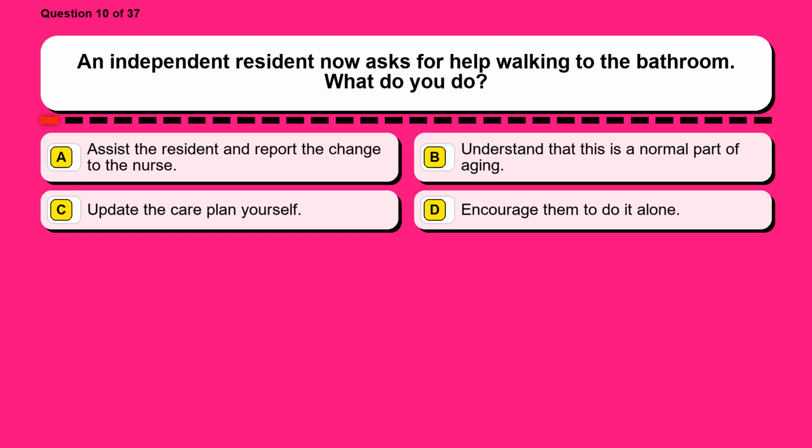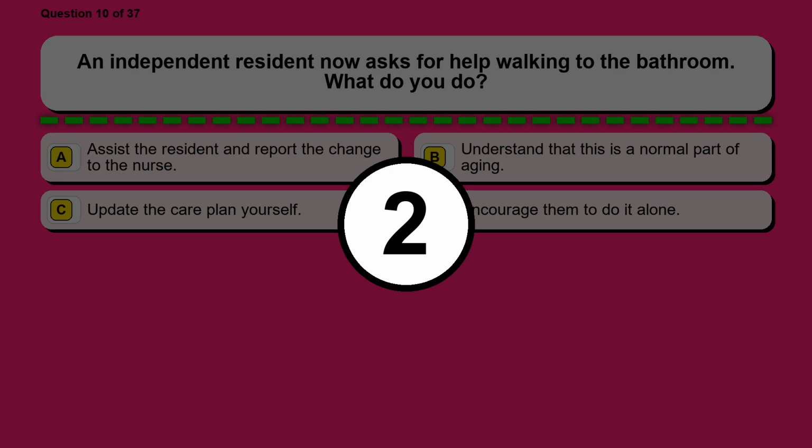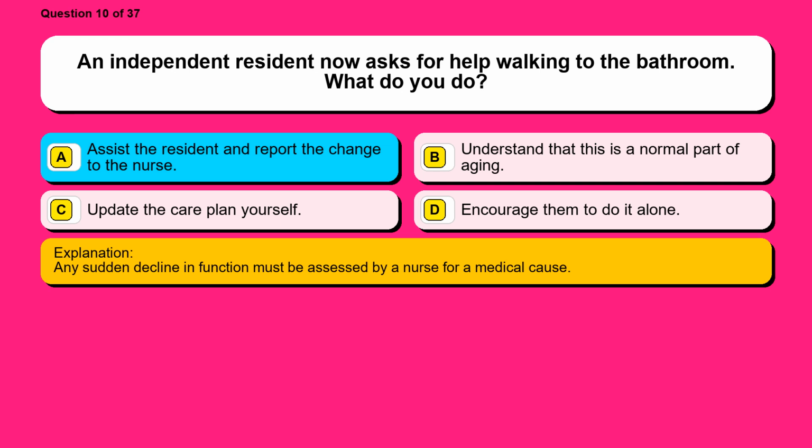Question 10. An independent resident now asks for help walking to the bathroom. What do you do? Option A. Assist the resident and report the change to the nurse. Option B. Understand that this is a normal part of aging. Option C. Update the care plan yourself. Option D. Encourage them to do it alone. The correct answer is option A. Assist the resident and report the change to the nurse. Any sudden decline in function must be assessed by a nurse for a medical cause.